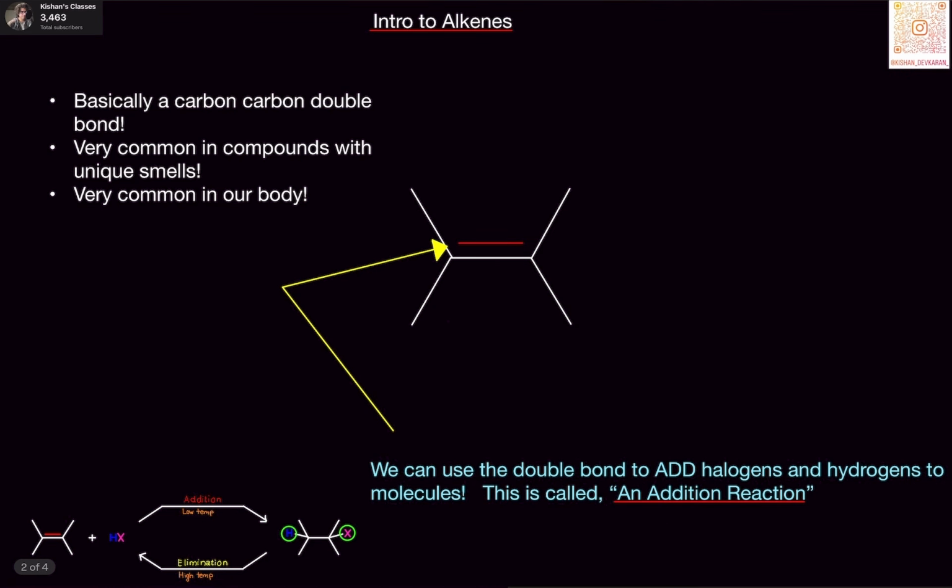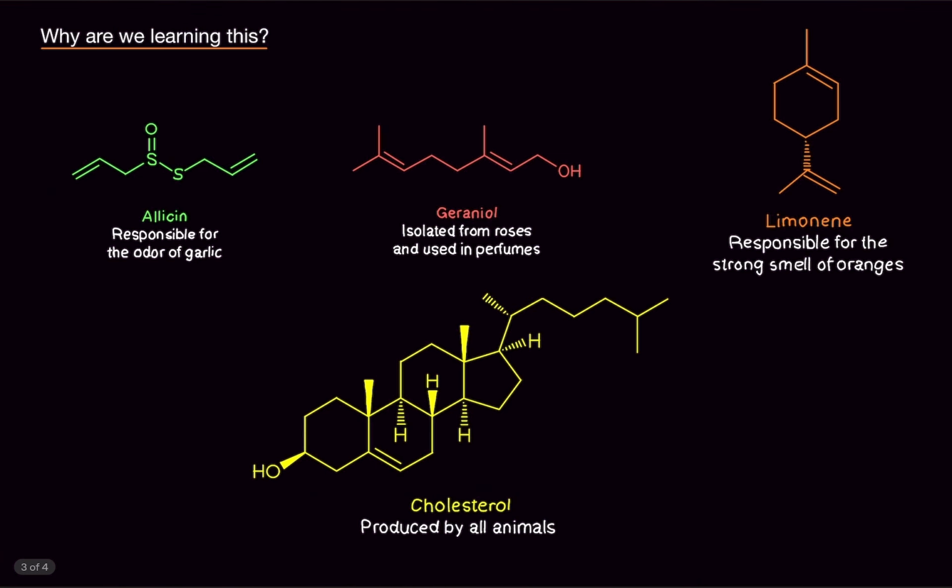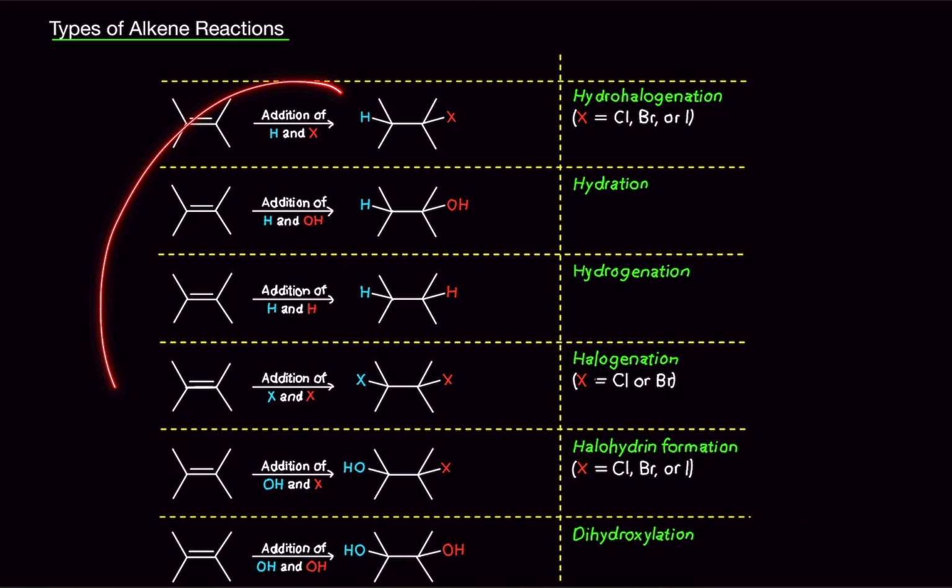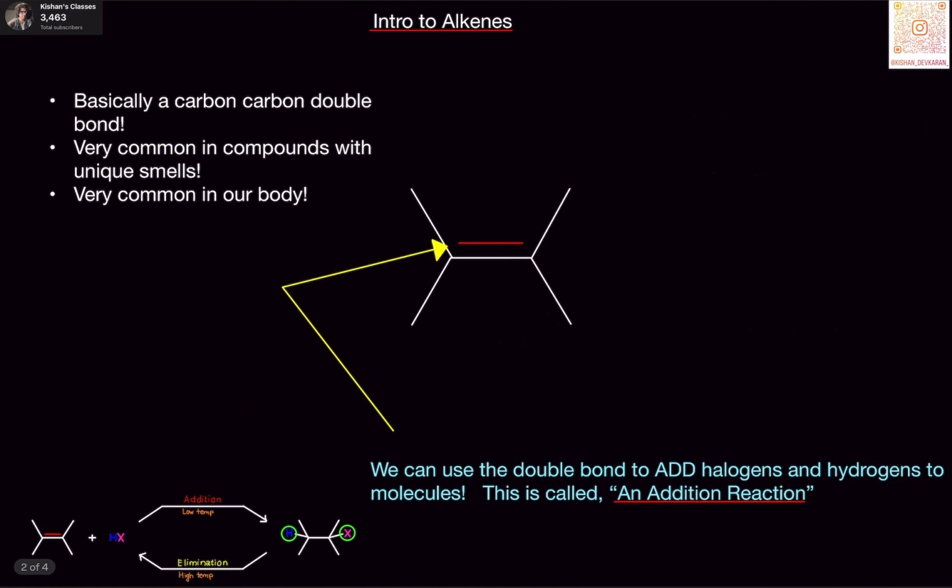Alright, so this is going to be a very basic overview of the reactions of the alkenes. I'm not going to go in depth, but I'm just going over the overview, and the in-depth stuff will be later. Okay, what are alkenes? It's basically a carbon-carbon double bond. That's it. So this right here is an alkene. This is a carbon, this is the carbon, and this is the double bond. It's very common in compounds with unique smells.